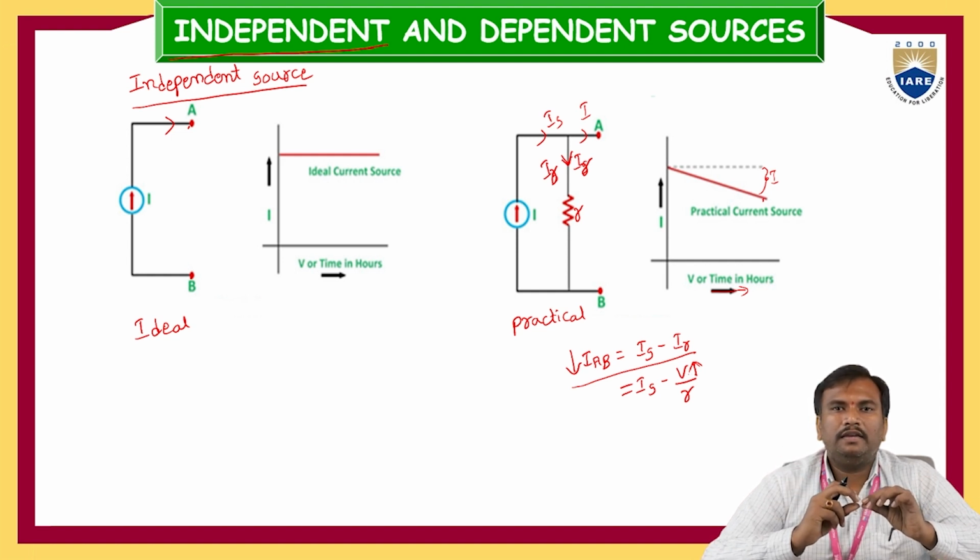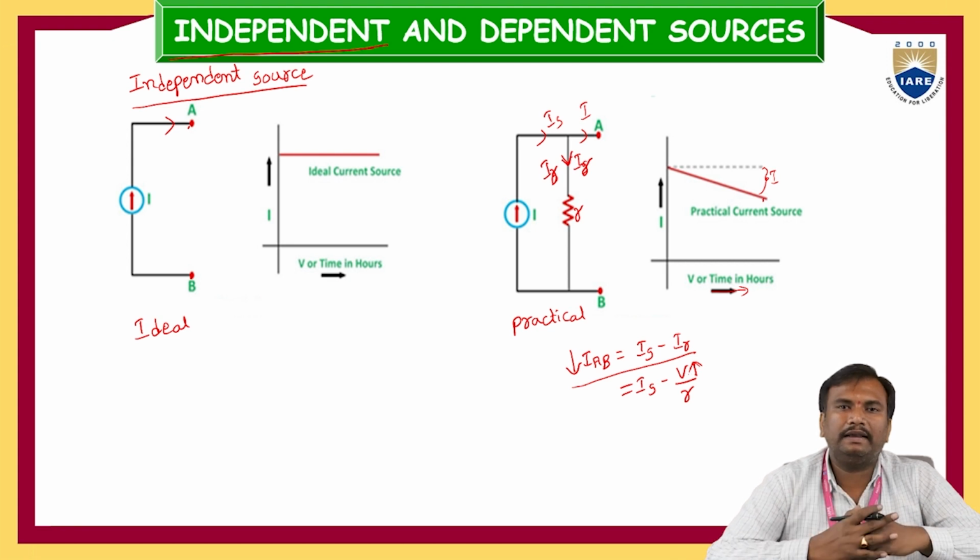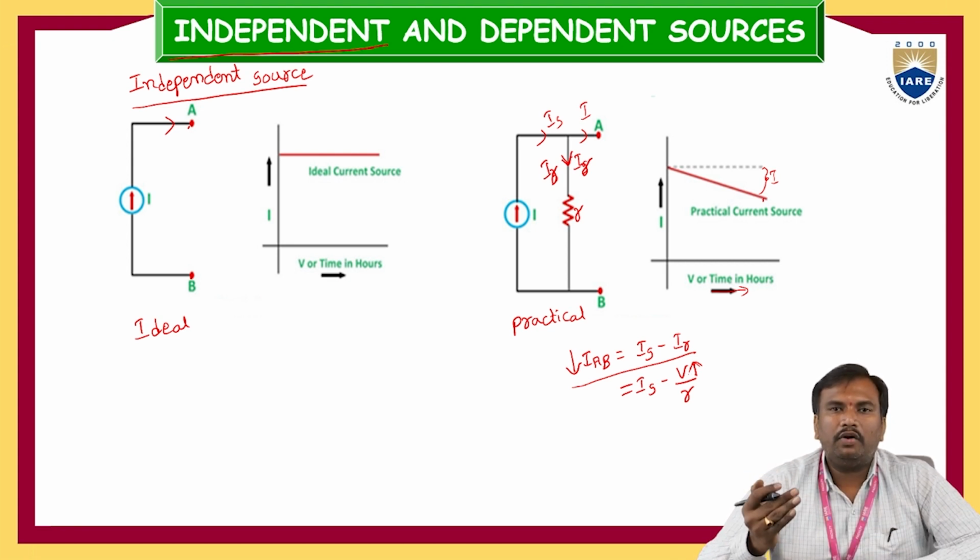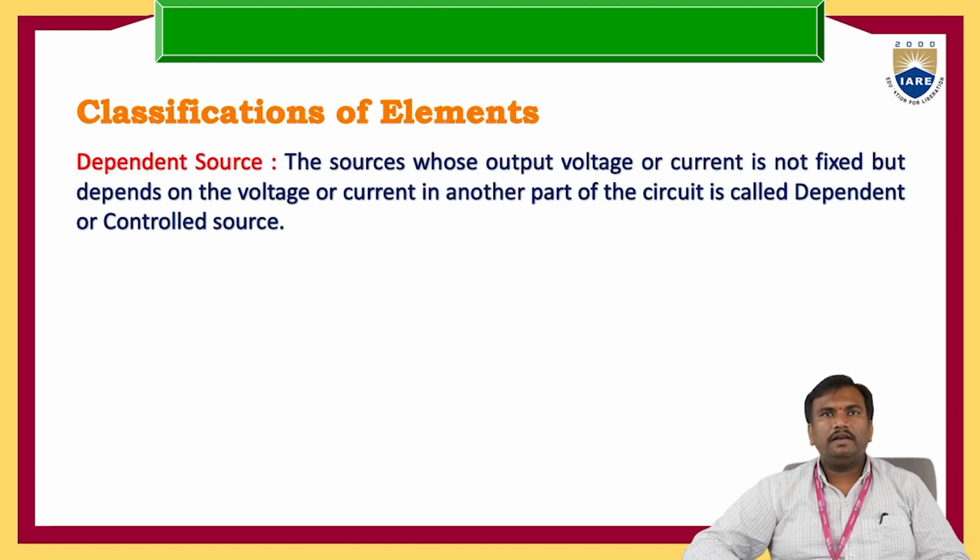This generally we are going to neglect when we are discussing the circuit concept. But when we are going with the practical connections, that drop will be there in both current and voltage sources. Now we'll go with the next classification, dependent source.